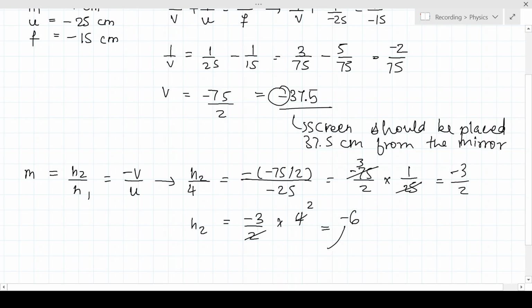So it is minus, that means the image is real and inverted, and it is greater than 1, that means it is an enlarged image.